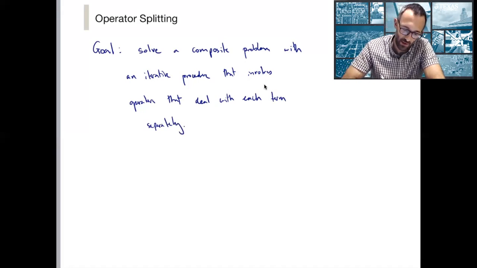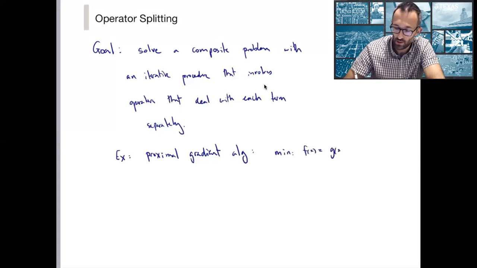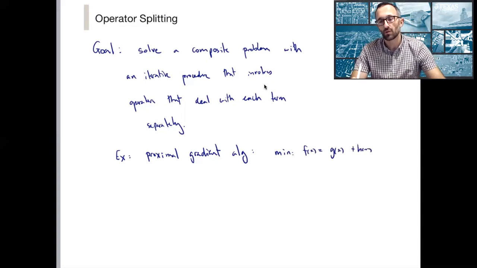And again, the main example that we've seen here is the proximal gradient algorithm to minimize the composite function f of x equals g of x plus h of x, where g of x is smooth and h of x has an easy to evaluate prox operator. And of course everything is convex.